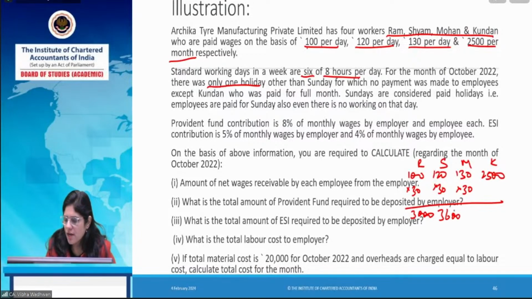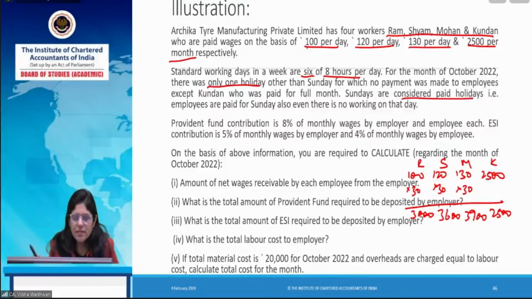3600 for Sham, 3900 for Mohan and 2500 for Kundan. So these are the wages and salaries they will be getting for October, the basic one. Sundays are considered paid holidays, so employees are paid for Sunday even if there is no working on that day. So Sunday we have paid. For October, only one day we have deducted because October is for 31 days.